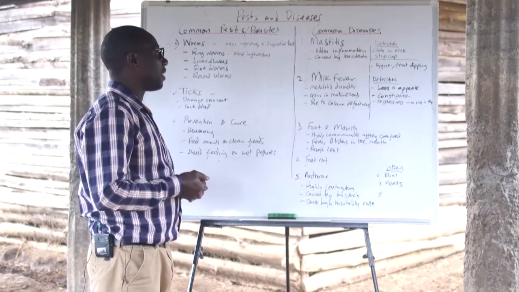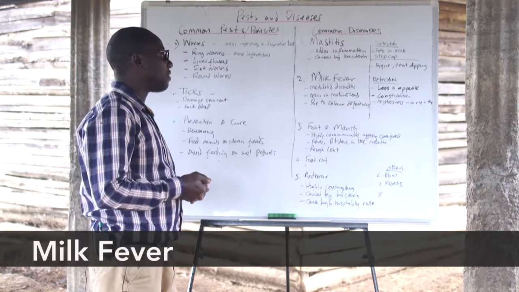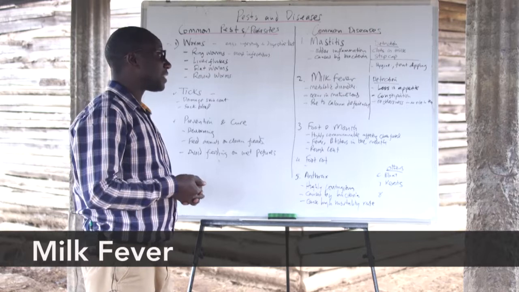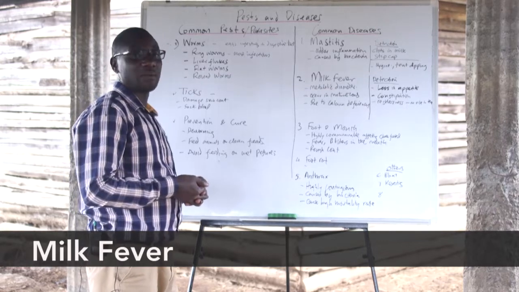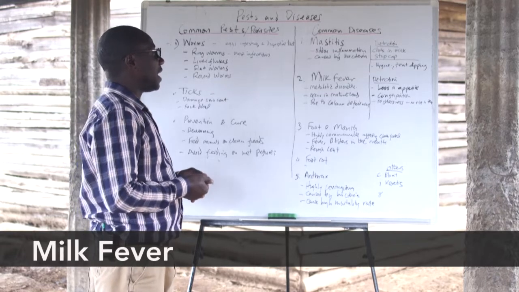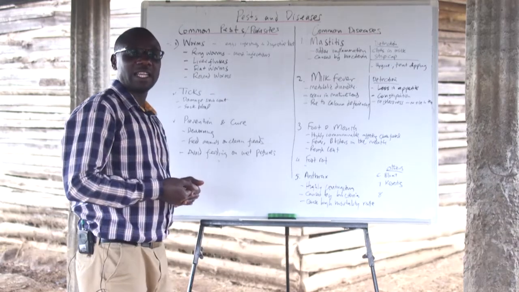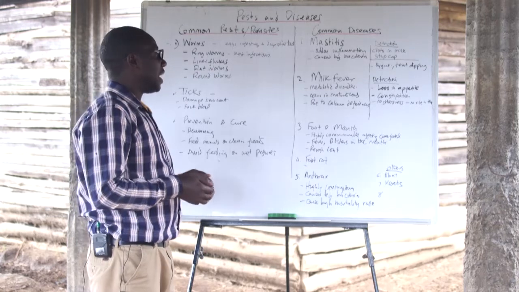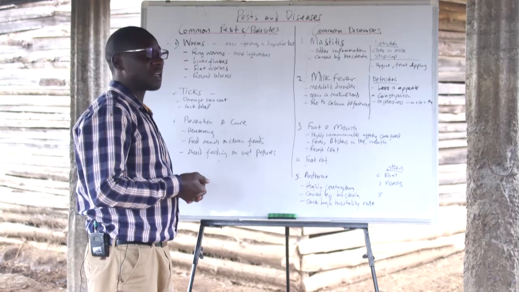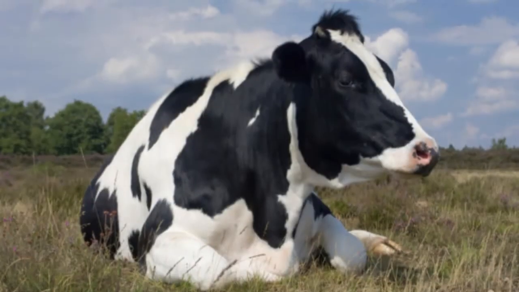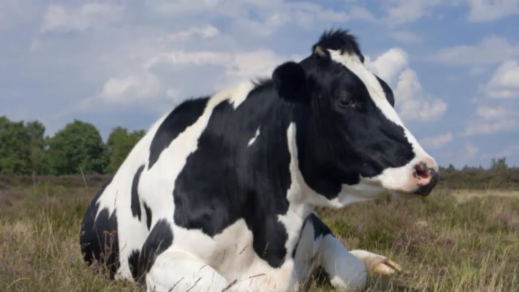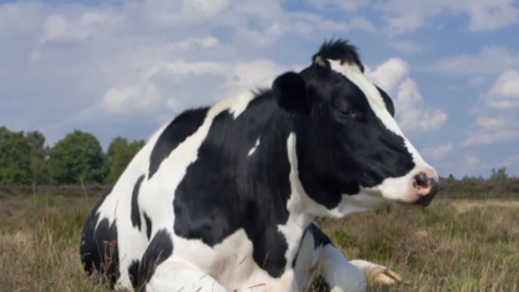We also have one other disease called milk fever, which is actually caused by bacteria that infects the metabolic system. And that's why we're saying it's a metabolic disorder. It occurs majorly in mature cows, and it makes the cow deficient of a major nutrient and a mineral called calcium.